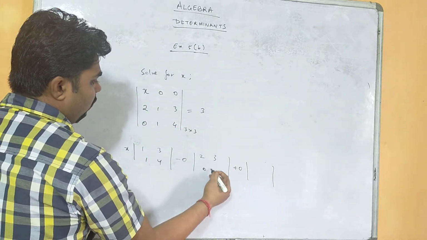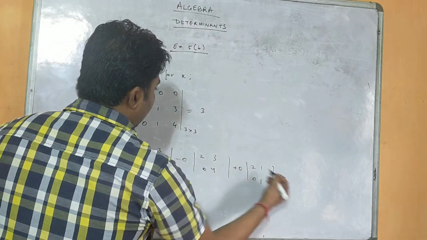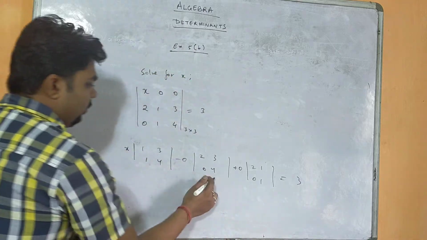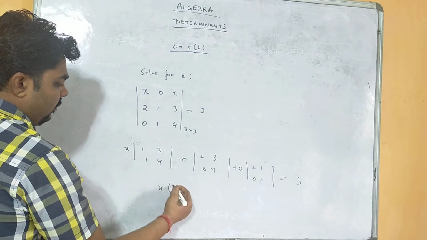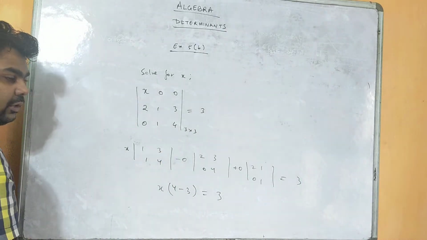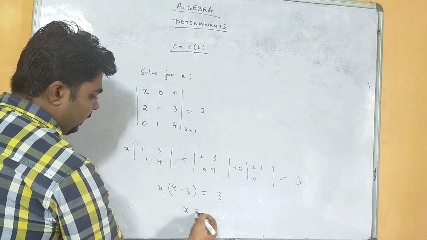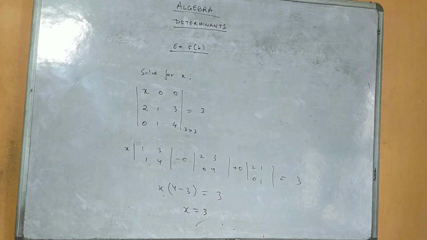2 3 0 4, and you hide this one, 2 1 0 1, equals to 3. So these two values will be 0. You will get a value only for this one non-zero term. 4 1 is 4, 1 3 is 3, equals to 3. So 4 minus 3 is 1. 1 into x equals to 3. So 3 is the answer. Okay. So likewise, you have to get the value of the unknown term x or any other variable.